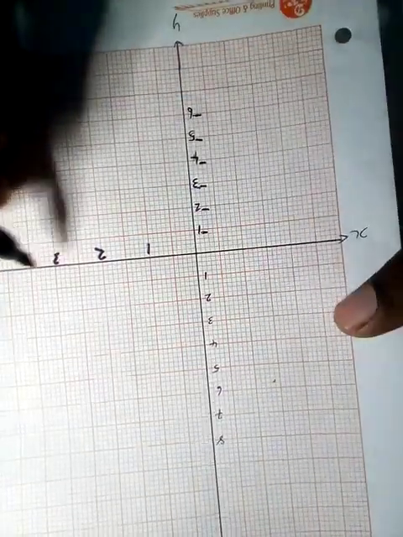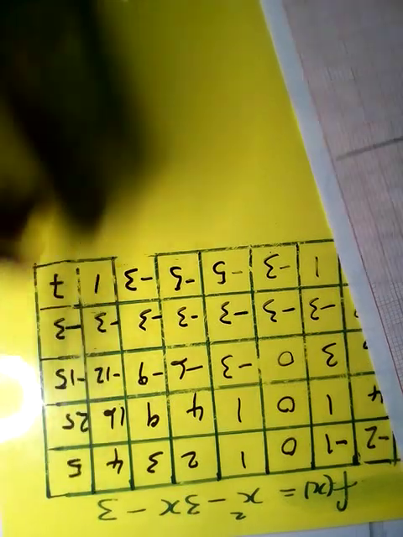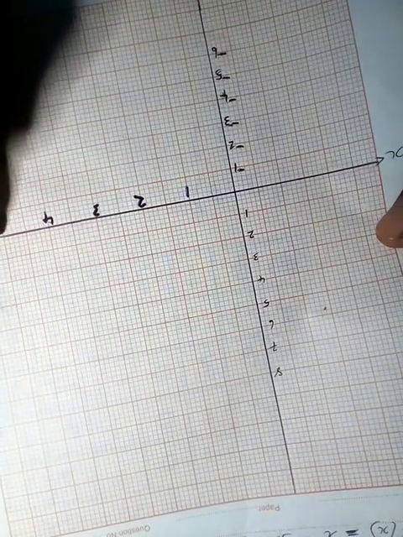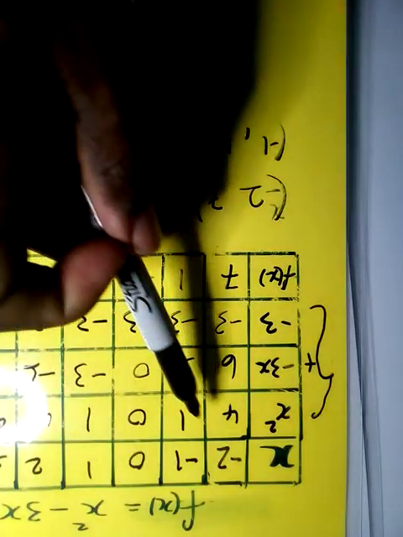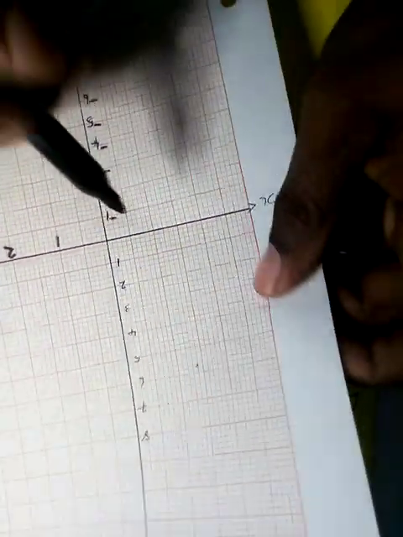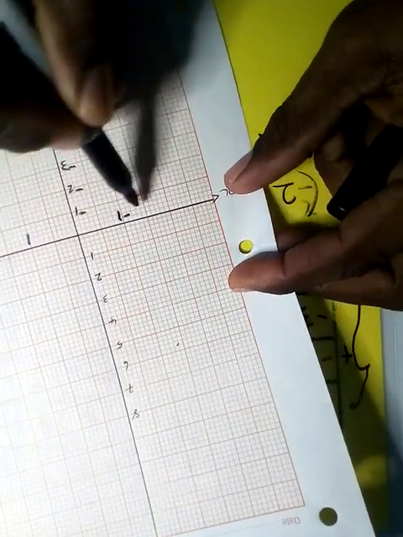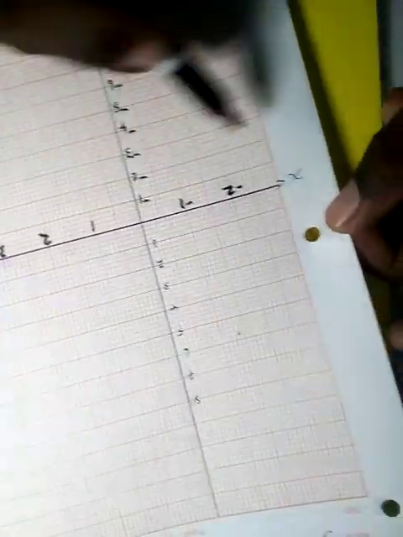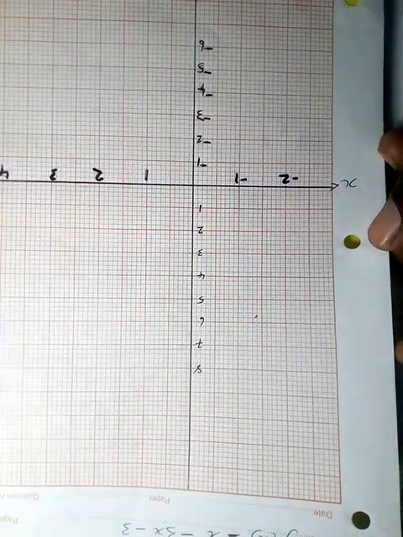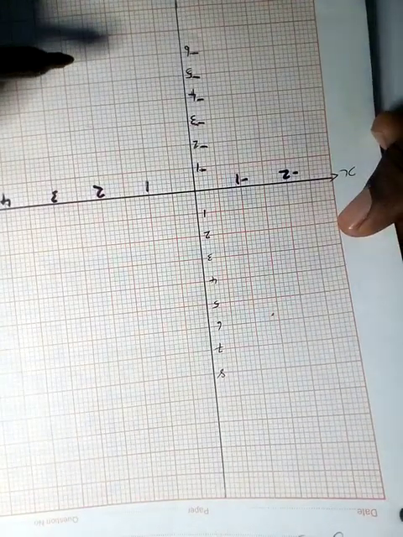And remember, on our table value, the largest value was 5. So we're going up to 5. And on the x-axis, the smallest value was negative 2. So we don't have to go farther than negative 2. So every 2 spaces, we have negative 1, negative 2. So we have 2 different scales. Now we can plot our graph.